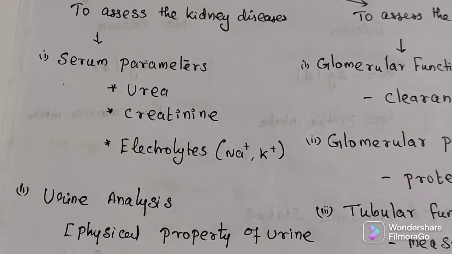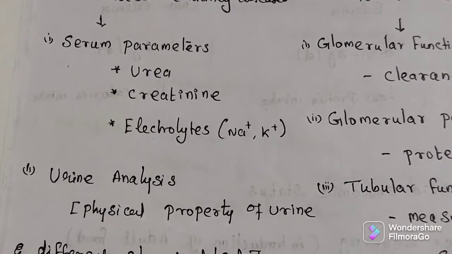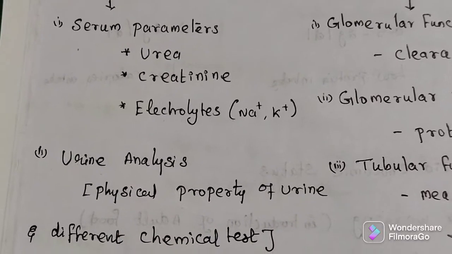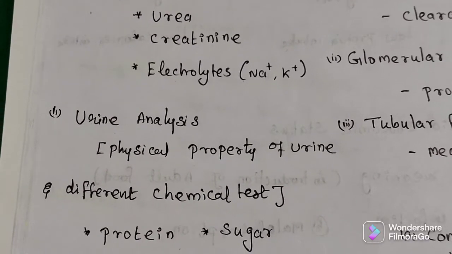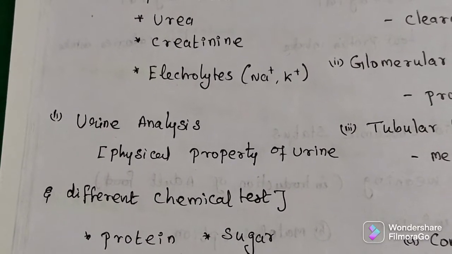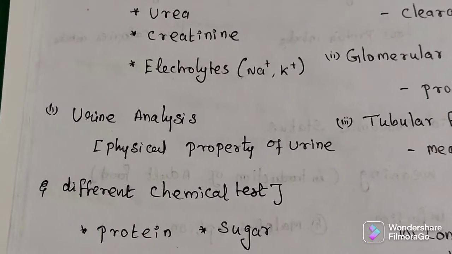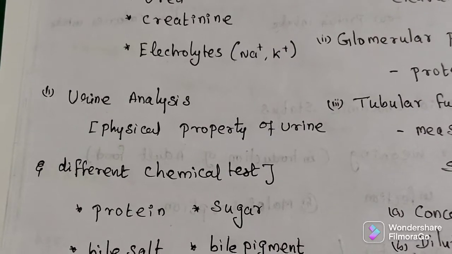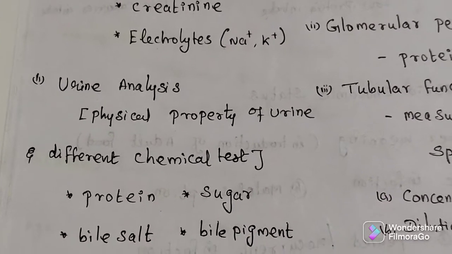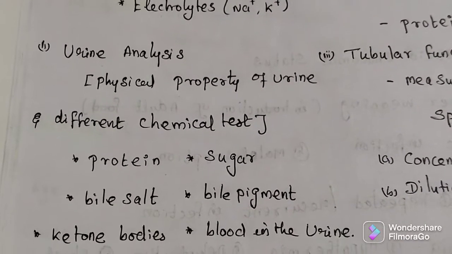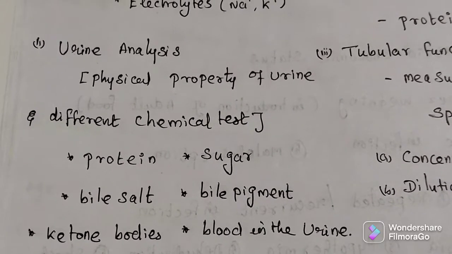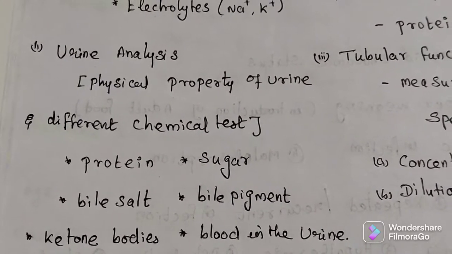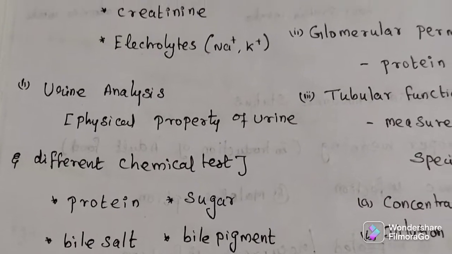Another important one, urine analysis, along with physical property of urine and different chemical tests for abnormal constituents of urine. Mainly estimate protein, sugars, bile salt, bile pigment, ketone bodies and blood in urine. So these are the tests to assess kidney diseases.